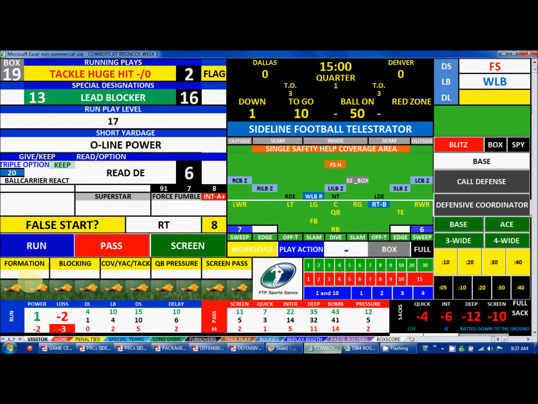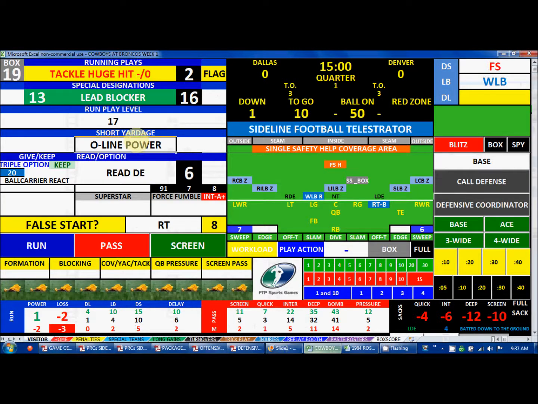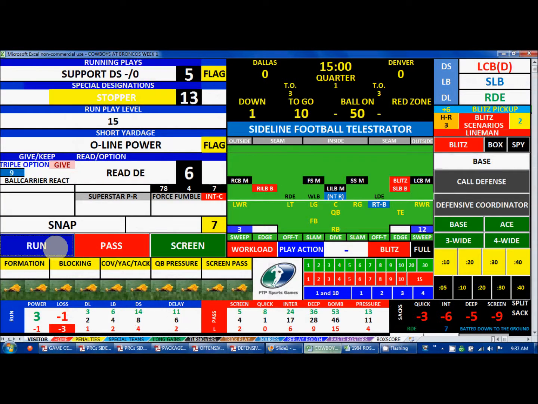Again, all these little flags correspond to the offensive side or the defensive side, and then you can wipe those away. All right, moving down, if you're in a short yardage situation, covered here on the game center chart, instead you look here, and this tells you what the individual player action is for the power play. Options are right below.